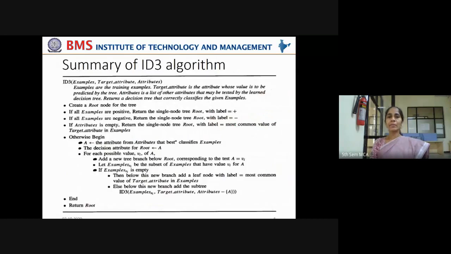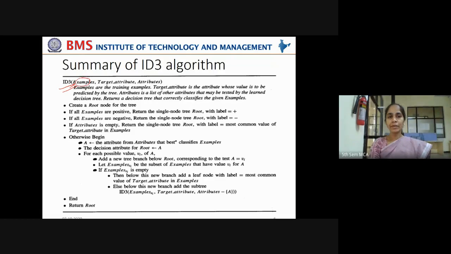Now let us see the summary of the ID3 algorithm. Let us have a quick look at it first by going through each and every step. Once you trace it with an example, you will understand what concepts have been discussed in each step of this algorithm. Okay, so what is the input for this ID3 algorithm?